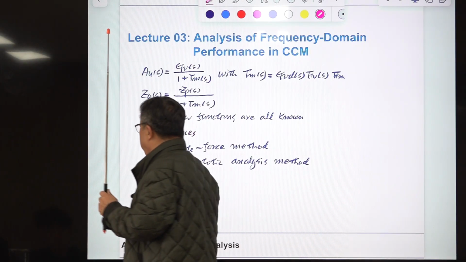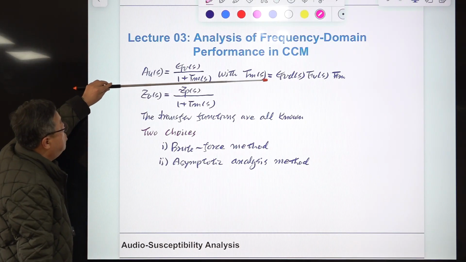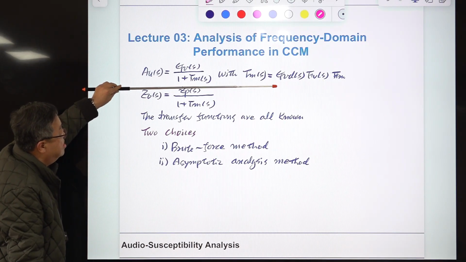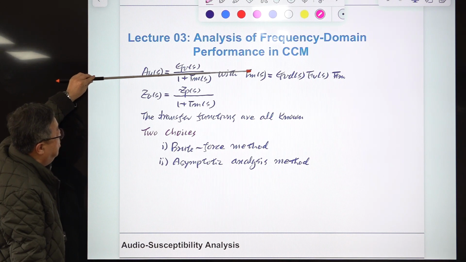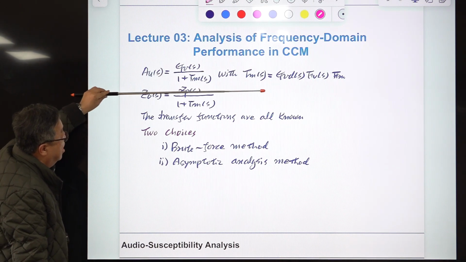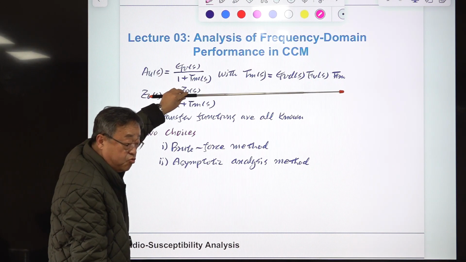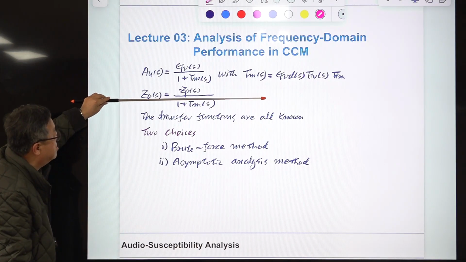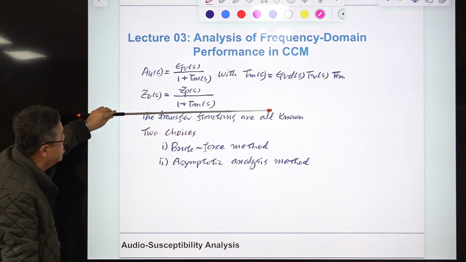From the previous lecture, we know this, the audio susceptibility is expressed in this form, GBS divided by 1 plus TMS, and the TMS is this one, loop gain, and output impedance is GPS divided by 1 plus TMS.